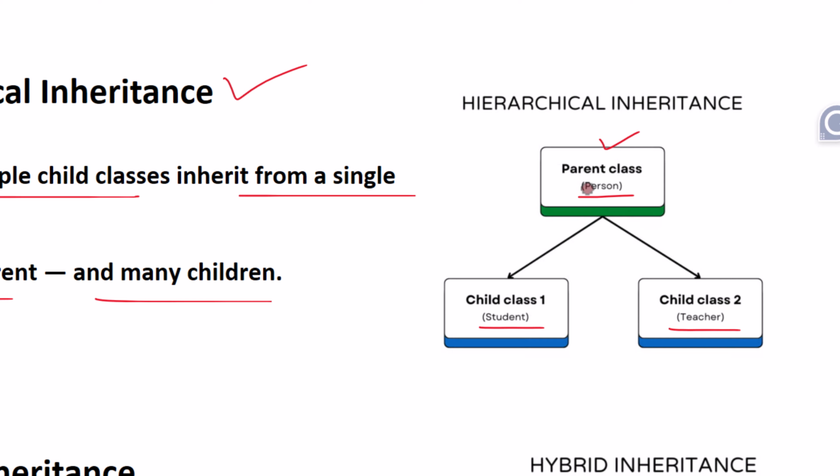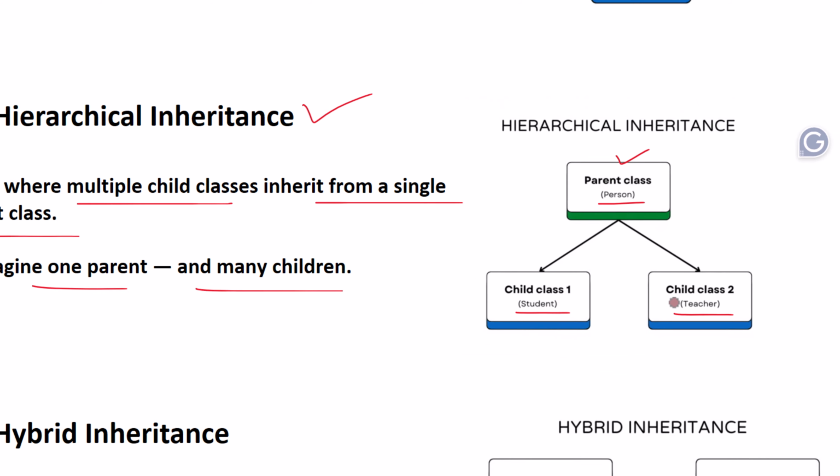This means both student and teacher share the same basic structure from person, like name, ID, and contact. But then they specialize. Student adds grade and subjects, while teacher adds department and salary. This is extremely common in real-world software systems where different roles share a common base.